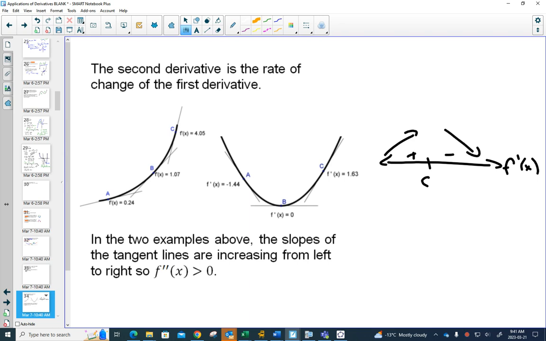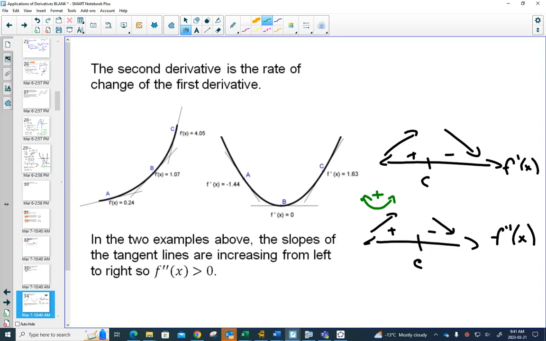Now, if you went to your second derivative and found a critical point on your second derivative and found out where something was increasing and decreasing, this increasing and decreasing would be telling you about the first derivative. And if something is increasing, we just noticed that that translates to the original graph being concave up.